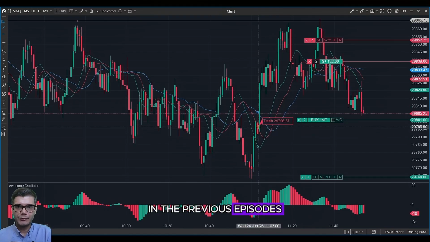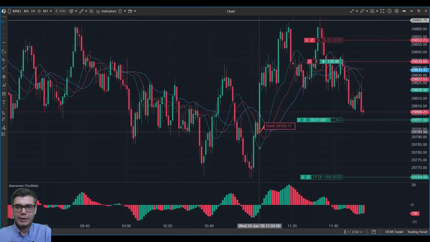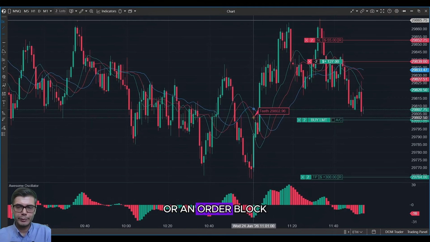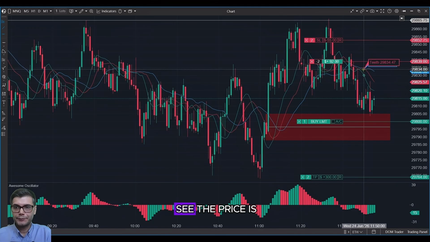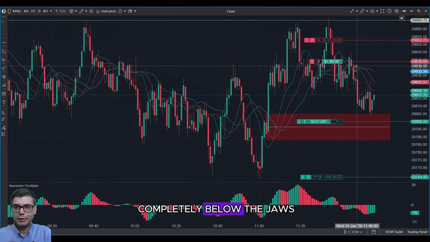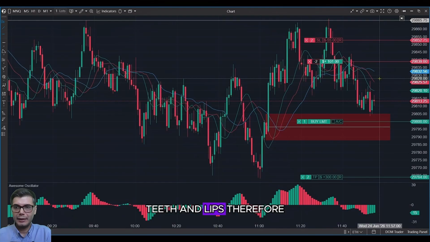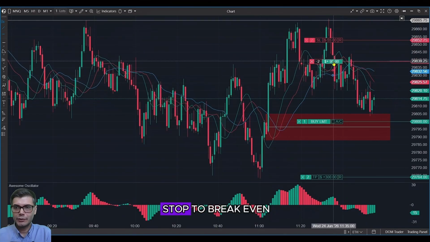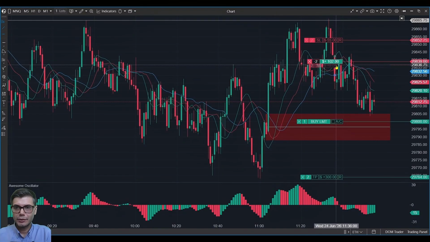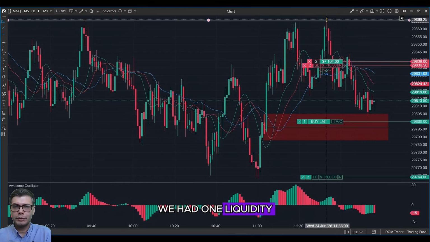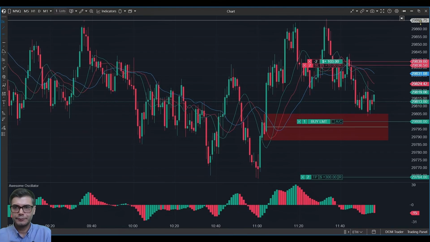In the previous episodes, I have stated that these bearish candles before a bullish run is a bear trap or an order block. Over here, we can see the price is completely below the jaws, teeth, and lips. Therefore, I can move this stop to break even and secure some profit. We had one liquidity run above $865. Check. We have a divergence between the price and Awesome Oscillator.